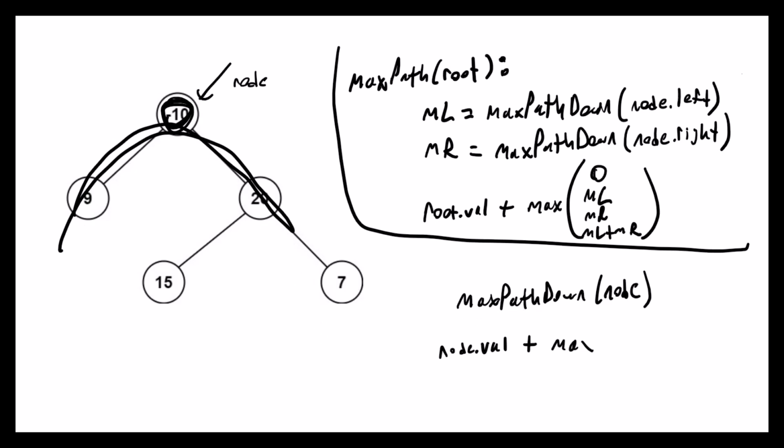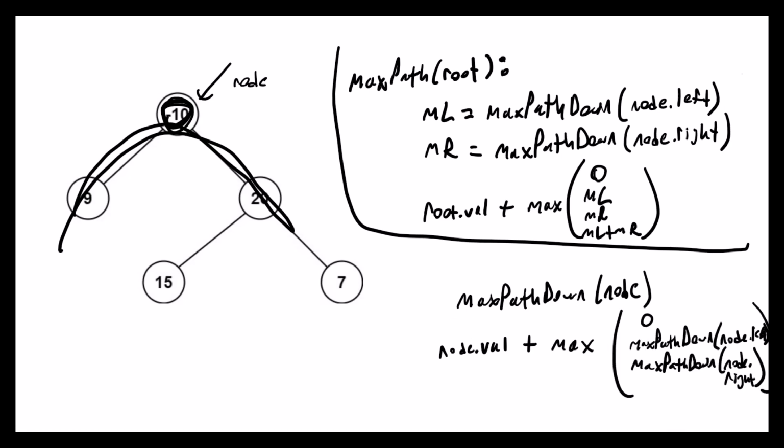And so it's going to be similar to before, but now we only have to consider the max path down to the left and right, and not to both of them like we did before. So this is going to be our recursion, and it actually is a recursion because we have max path down on both sides of this equation here, or this code.